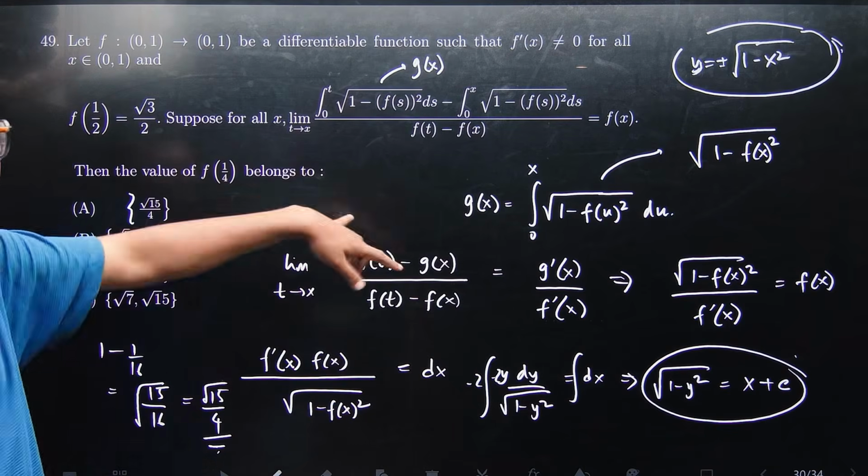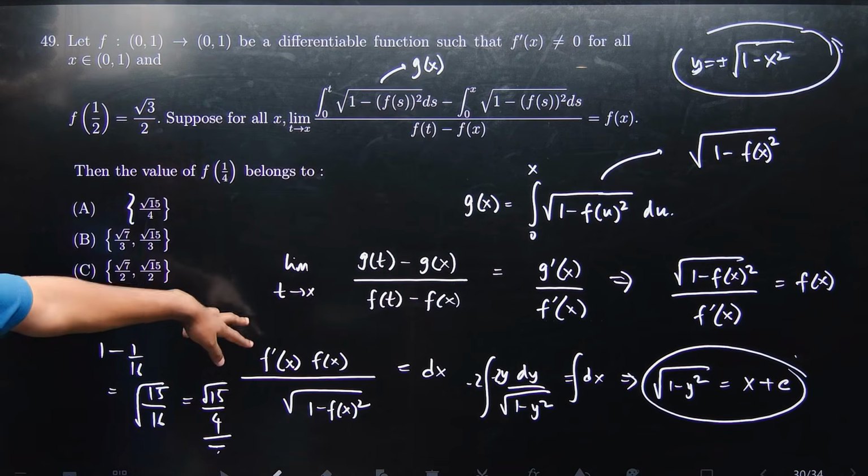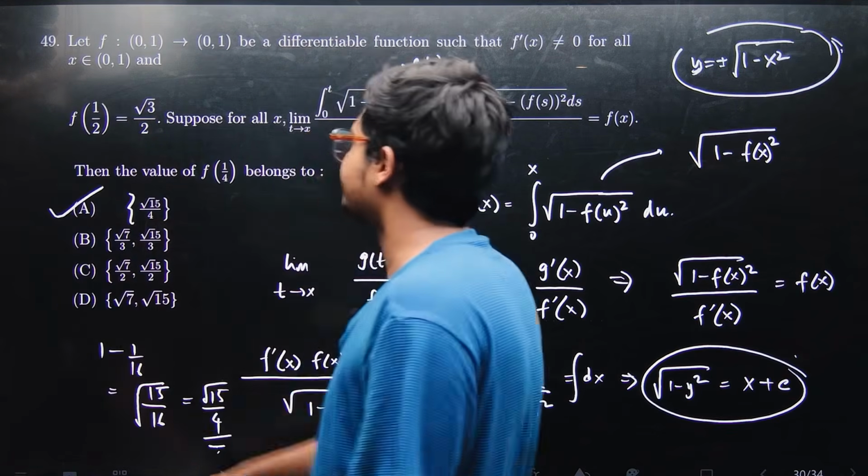But observe that f is a one-to-one function, right? So out of the two values that you're getting, plus or minus root 15 by 4, only one of them is acceptable, which is the positive one, right? So what is your answer? It's just option A, okay? Right? That's the final answer. Coming to the next one.